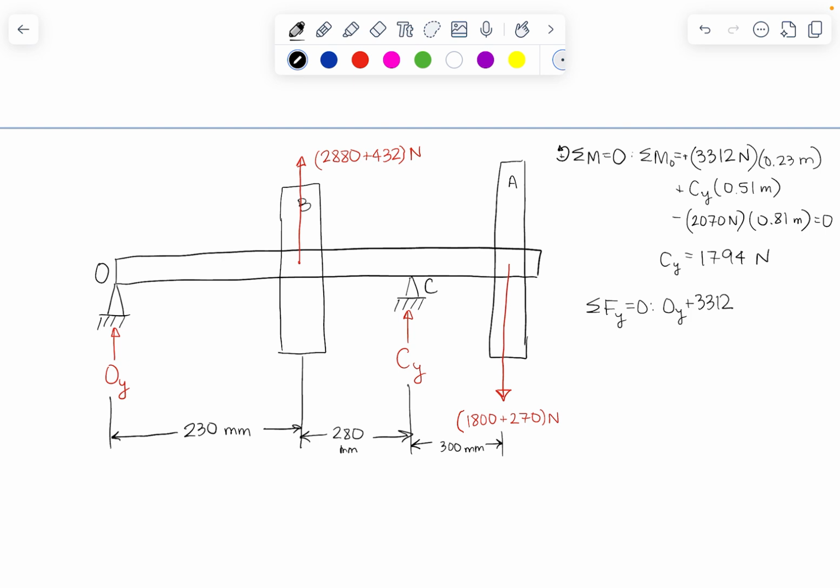3,312 plus 1794 minus 2,070 is equal to zero. So OY is going to be 3,312 plus 1794 minus 2,070, which is 3,036, and that's negative 3,036 newtons. So OY is going to be acting in a negative direction. So if I were to draw the actual way that OY is acting, it's down like this, and CY is still acting in a positive direction.